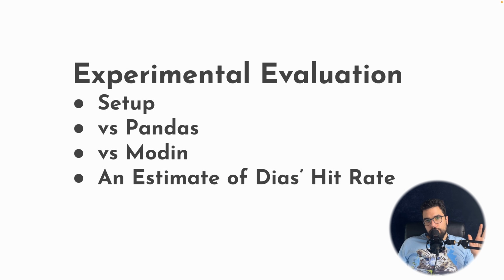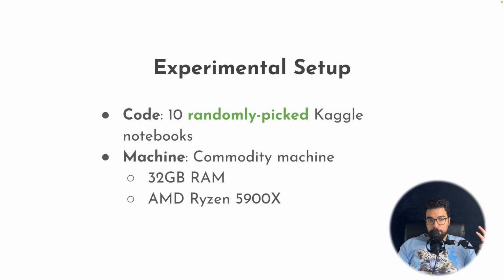I'll finish this presentation with some experimental evaluations. Let's start with the setup. For this experimental setup, we use 10 randomly picked Kaggle notebooks. We use a commodity machine, so 32 gigs of RAM and just a standard CPU. And the reason we do that is because, as we said in the beginning, most of these EDA workloads run on single machines, and usually these machines are not powerful. So it's people's personal laptops or the virtual machines provided by Kaggle and Google Colab. And these virtual machines are not really that powerful. They're definitely less powerful than this.